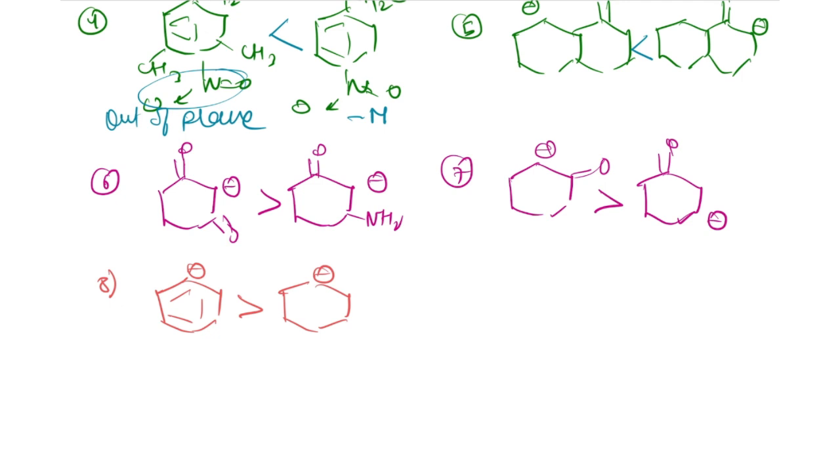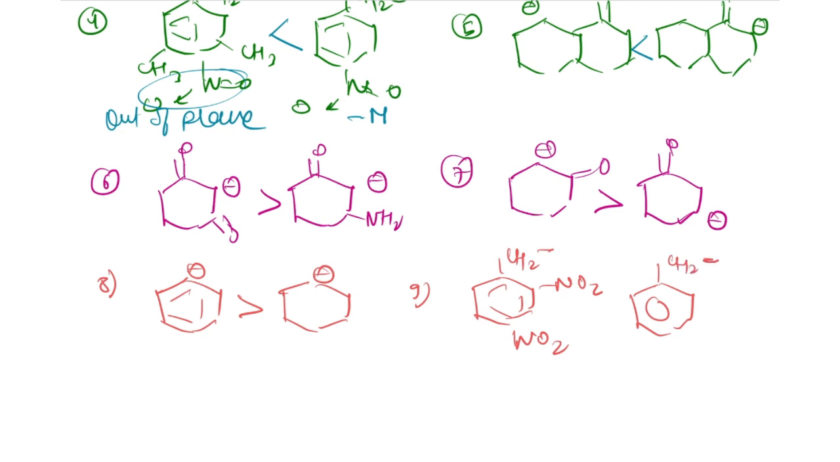As the ninth question we have CH2 negative. We have NO2 on both sides, both showing minus M effect, and here we have CH2 negative and NO2 on the para side. So we know the 2 NO2 minus M is more dominating than the single NO2 minus M.